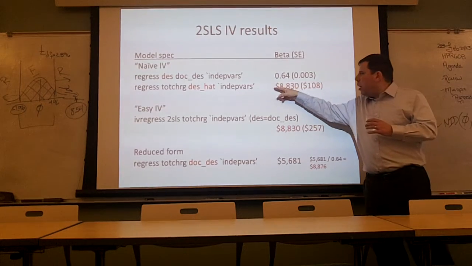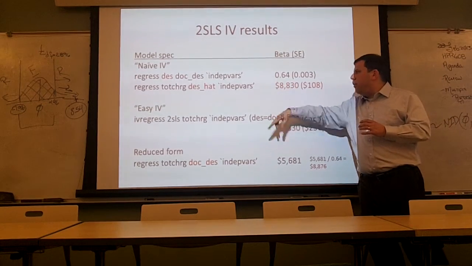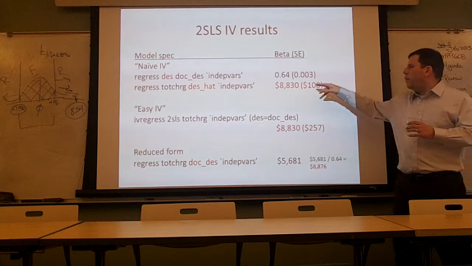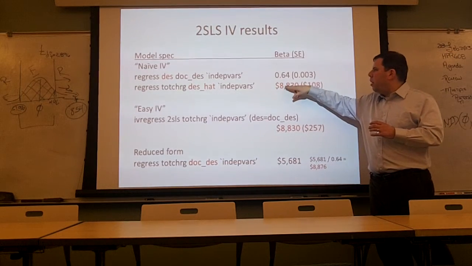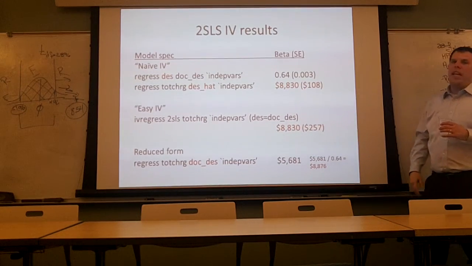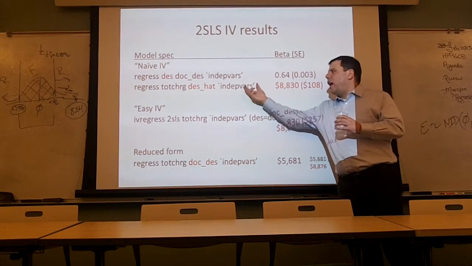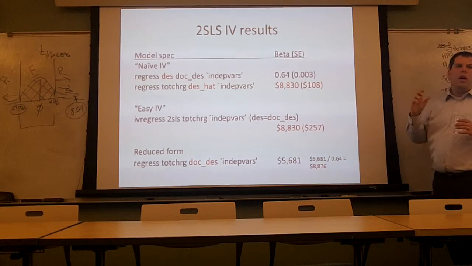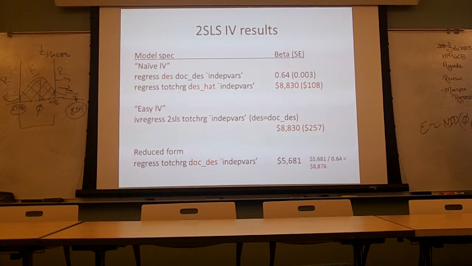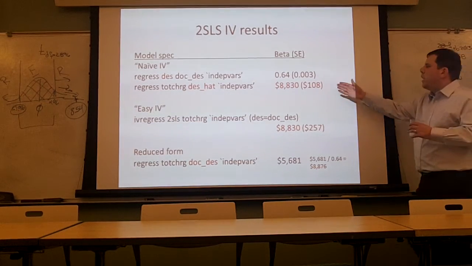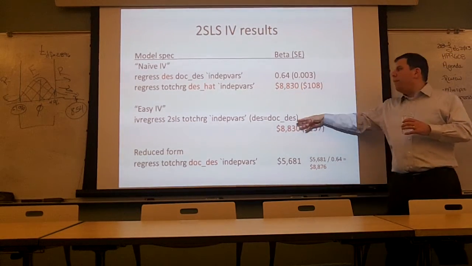And then we get a result for the causal effect of getting a drug-eluting stent on total charges that is now close to $9,000. But it's the local average treatment effect, right? So this is talking about patients who would be shifting across docs. Maybe that's plausible. Maybe it's relevant. It's different from what we had before.